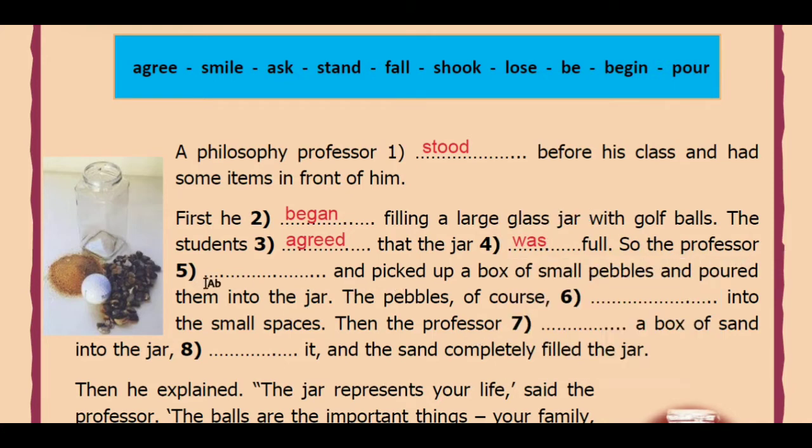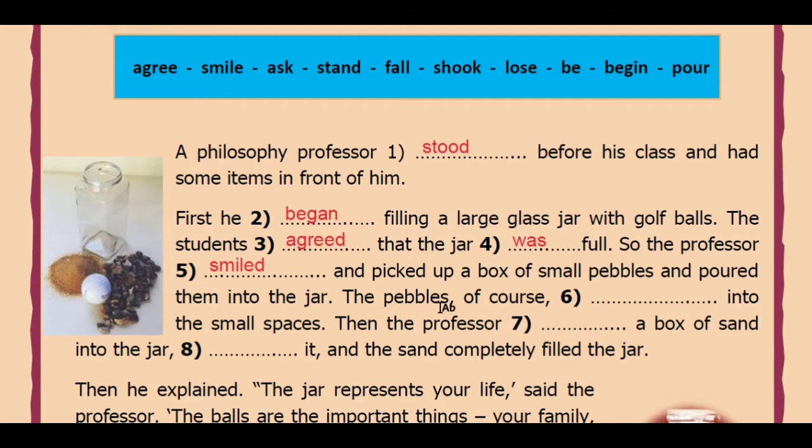So the professor, number five, and pick up the bulk of small pebbles and pour them into the jar. So the professor, number five, goes with smile, right? Smile is a regular verb, just add d. Smiled and picked up the bulk of small pebbles and poured them into the jar.